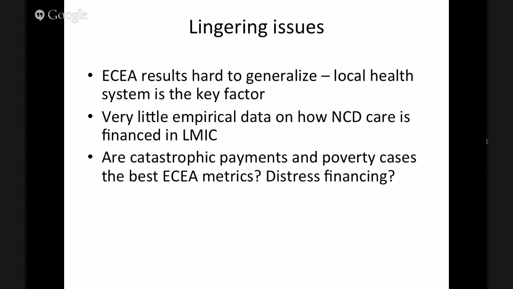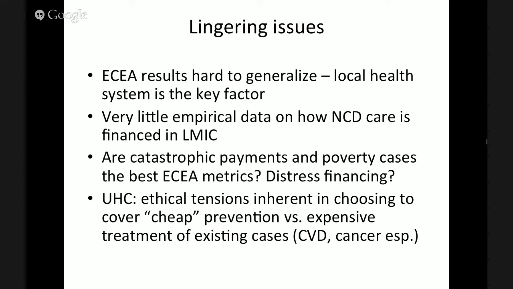So we're trying to think of other ways of thinking about financial risk protection and other metrics that might be meaningful to policymakers. Having said that, poverty cases averted resonates very clearly with a lot of policymakers, so we're sticking with that for now.